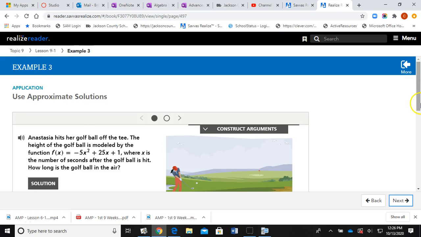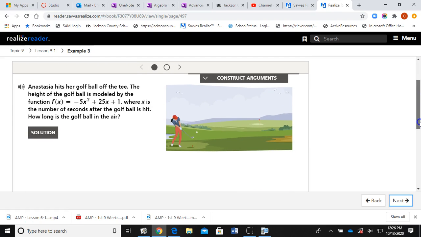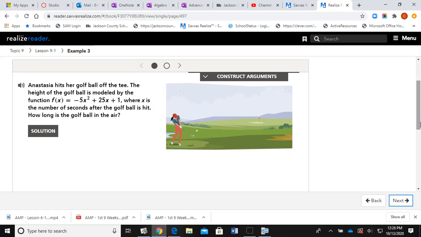Approximate solutions, here we go. This is what we're talking about. Anastasia, that's a good movie if you haven't seen it, hits her golf ball off the tee. The height of the golf ball is modeled by the function f of x equals negative 5x squared plus 25x plus 1, where x is the number of seconds after the golf ball is hit. How long is the golf ball in the air?